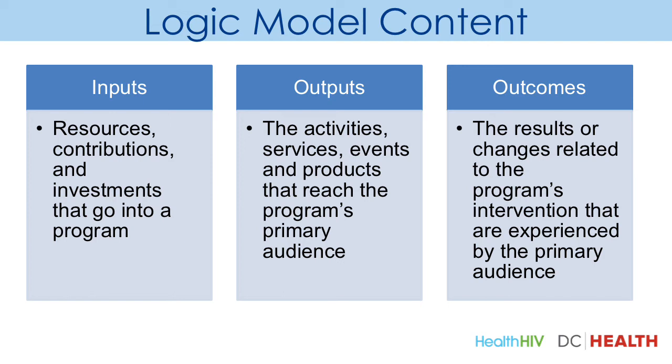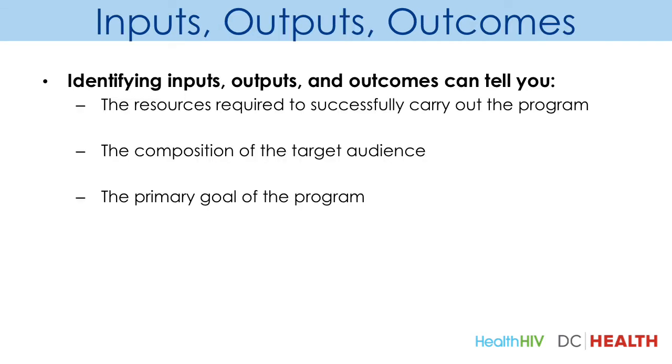Inputs, outputs, and outcomes are three pieces of the logic model. Inputs are the resources, contributions, and investments that go into a program. Outputs should be regarded as the activities, services, events, and products that reach the program's primary audience. And outcomes are the results or changes related to the program's intervention that are experienced by the primary audience. Now, you may find that it's particularly useful to identify the inputs, outputs, and outcomes because they can tell you the resources that are required to successfully carry out your program, the composition of the target audience, and the primary goal of the program.